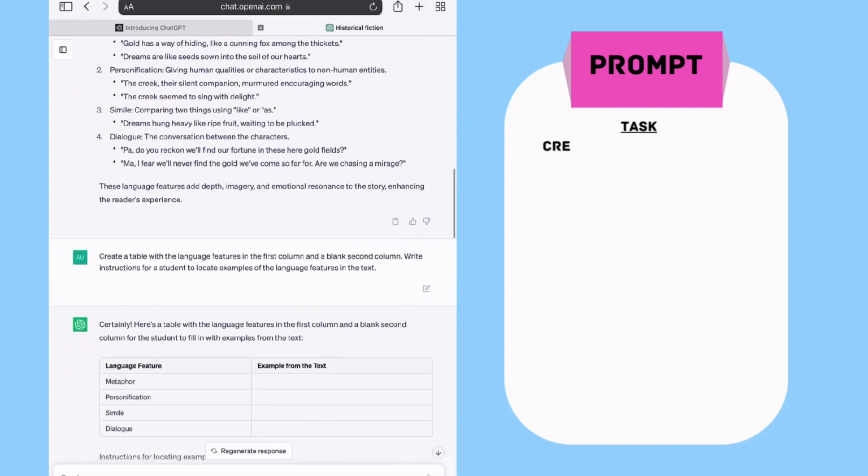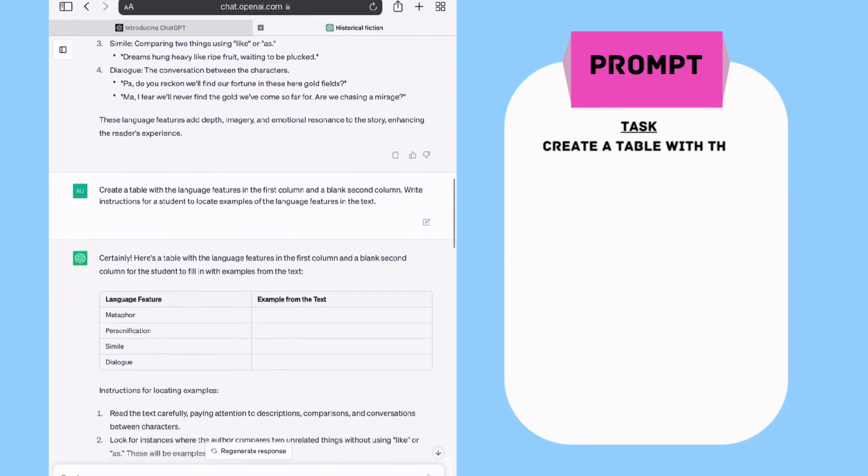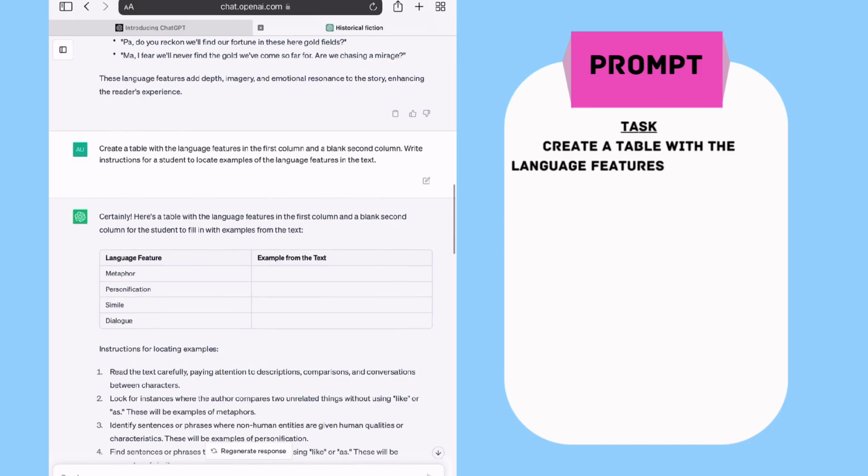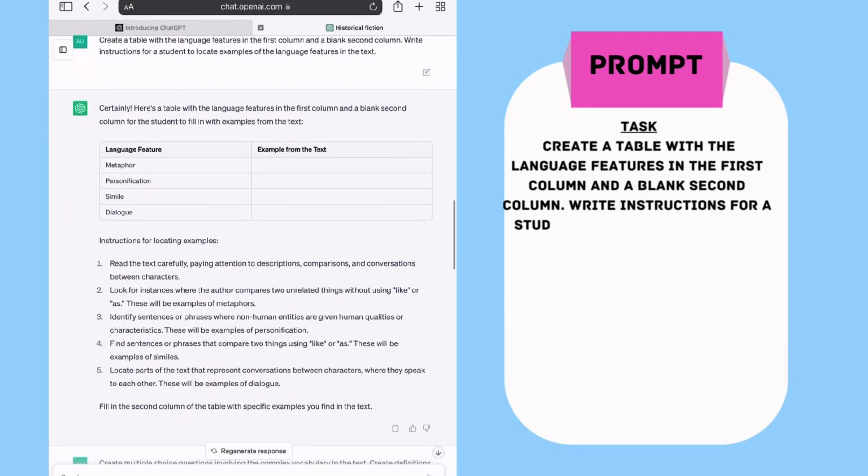Then I put in the prompt, create a table with the language features in the first column and a blank second column. Write instructions for a student to locate examples of the language features in the text. Now you see here it made a nice table for me with the language features that it has in the text: metaphor, personification, simile, and dialogue. In the instructions, it's actually given a few clues as to what those language features are, so that can be a little bit of a hint for students if they're unsure.